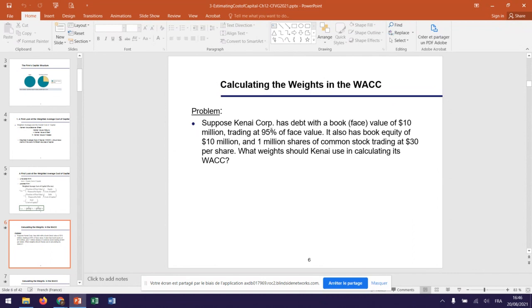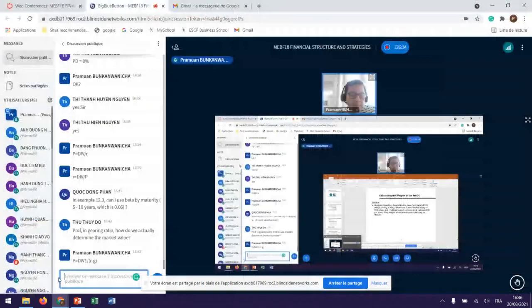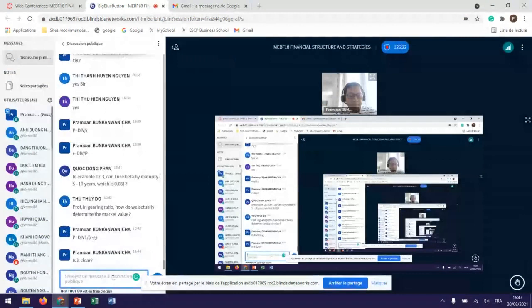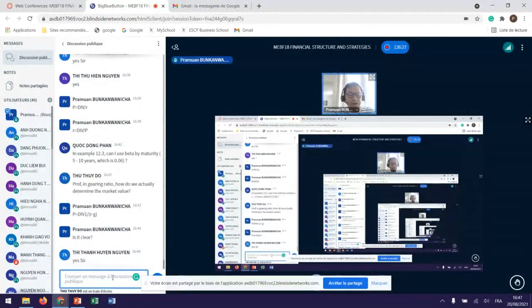Same for the market value of equity. You can use the 1 million shares. The stock is traded at $30 per share. So therefore, the market value of equity would be 30 million. Is this clear to you? For the gearing ratio.